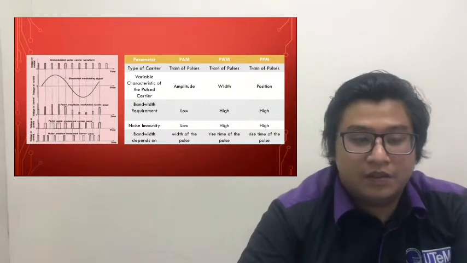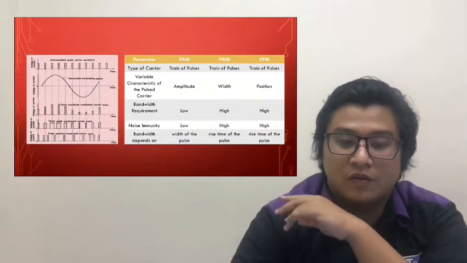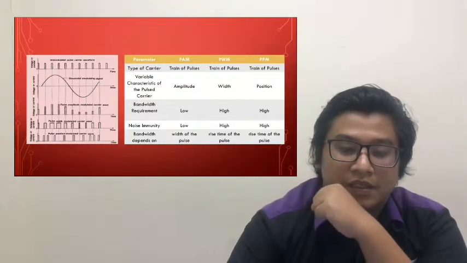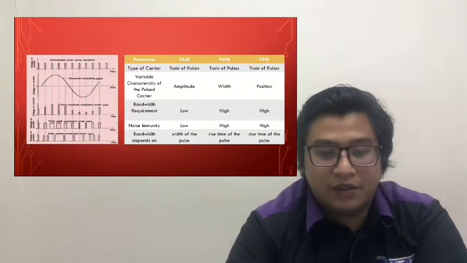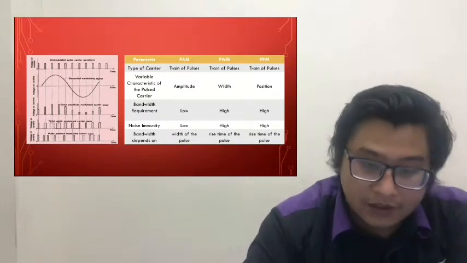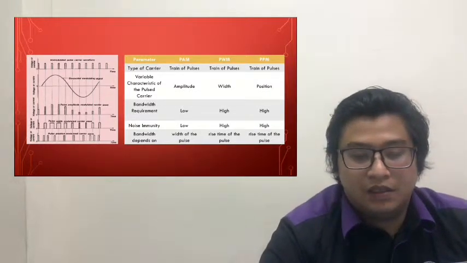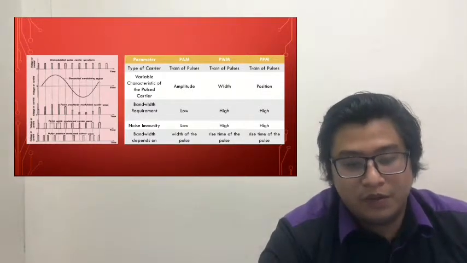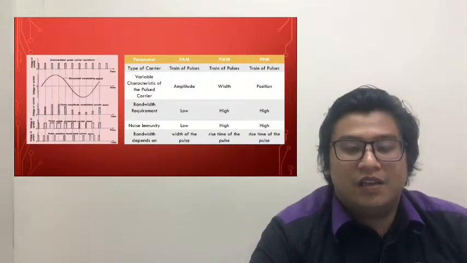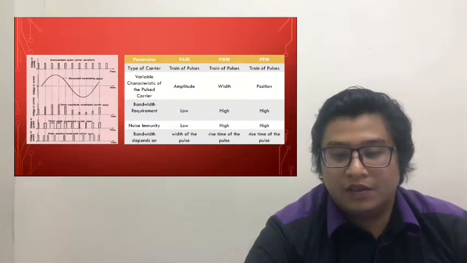The third parameter is bandwidth requirement. For PAM the bandwidth requirement is low, PWM is high, PPM is also high. The next parameter is noise immunity. Noise immunity for PAM is low, PWM is high, and PPM is high. The next parameter is bandwidth depends on: for PAM, the width of the pulse; for PWM, the rise time of the pulse; for PPM, also the rise time of the pulse.